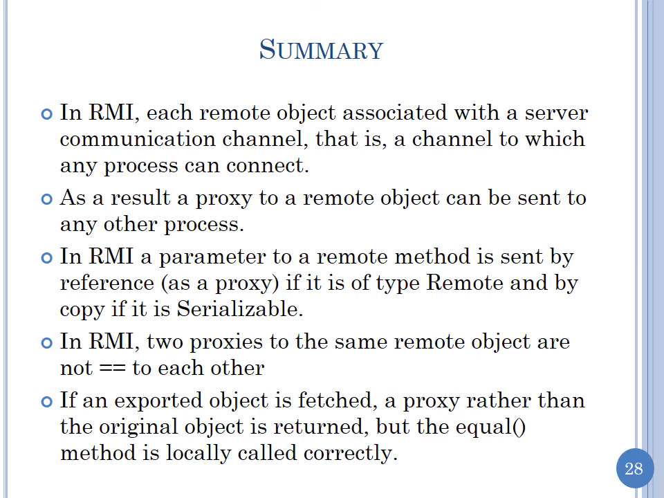Okay. So in RMI, a parameter to a remote method is sent by reference as a proxy if it is of type remote, and by copy if it is serializable. Right. In RMI, two proxies to the same object are not equal to each other. And if an exported object is fetched, a proxy rather than the original object is returned, but the equals method is locally called correctly. Okay, so correctly meaning that it will just check if two proxies are the same. Okay, questions?